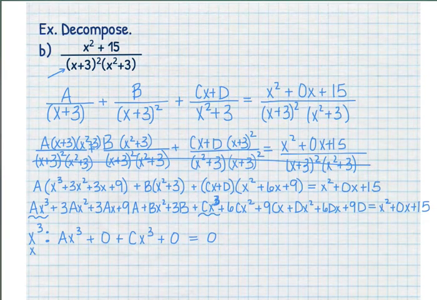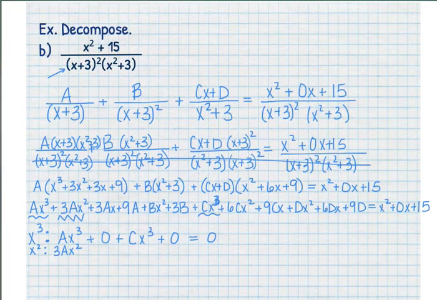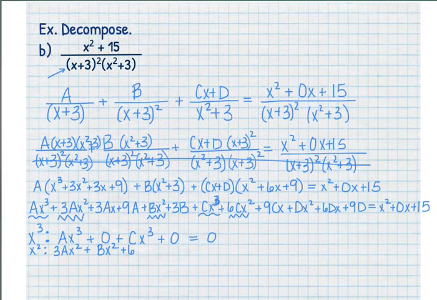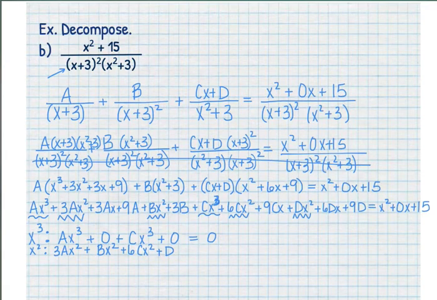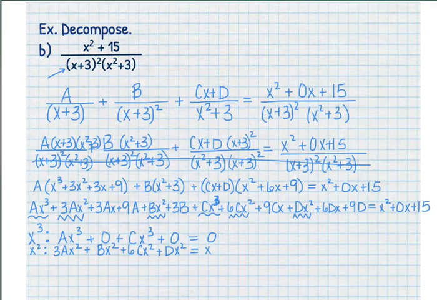Then we'll make an equation out of our x squareds. We have a 3ax squared. We have a 1bx squared. We have a 6cx squared. And we have a dx squared. And that's going to be equal to 1x squared over on the other side of the equation.